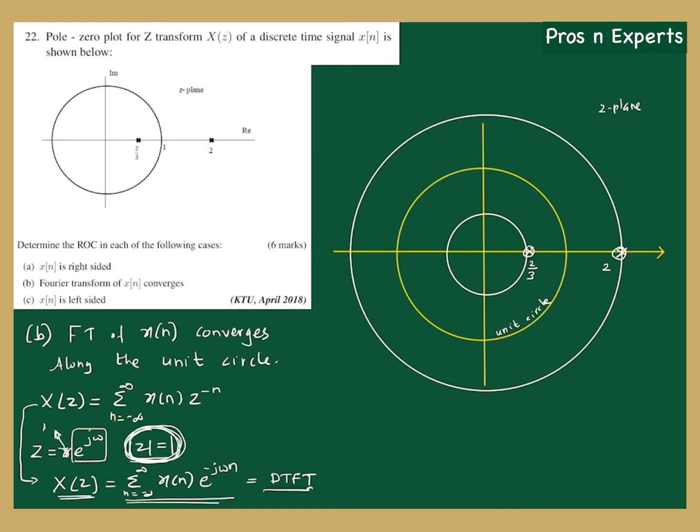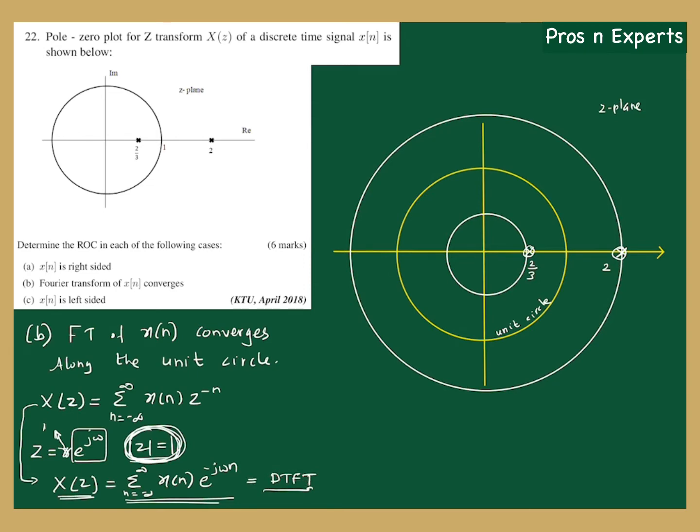Okay, so the question asked us to find the ROC, if at all the Fourier transform of x of n converges. Fourier transform of x of n converging means the Z transform should be such that its ROC should contain the unit circle, right? If the ROC contains the unit circle, the DTFT exists and converges.